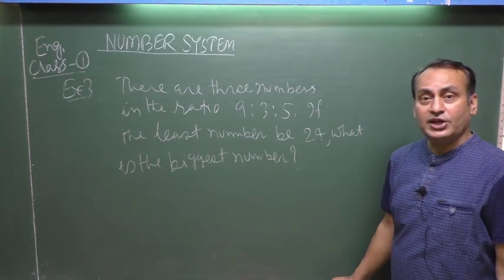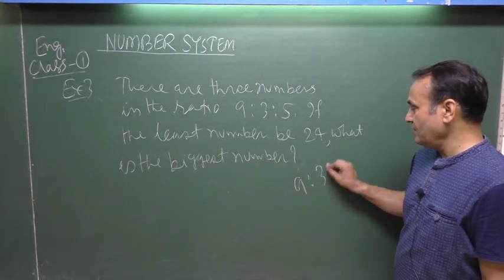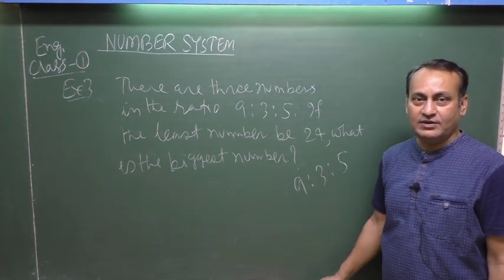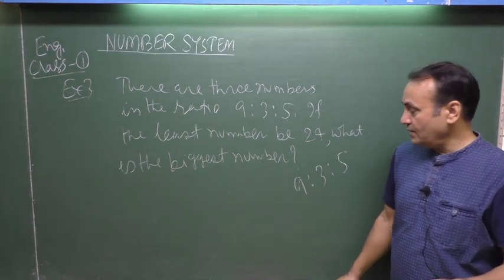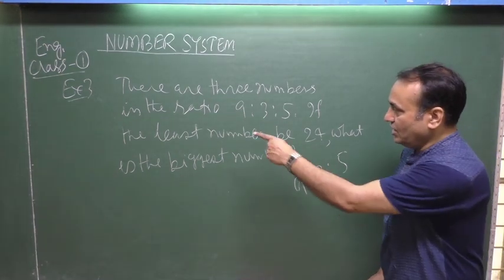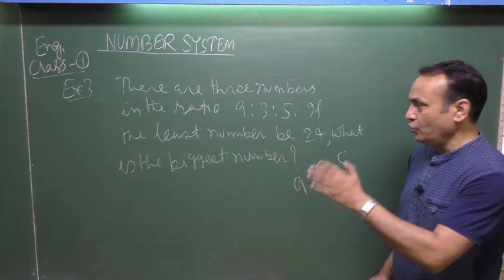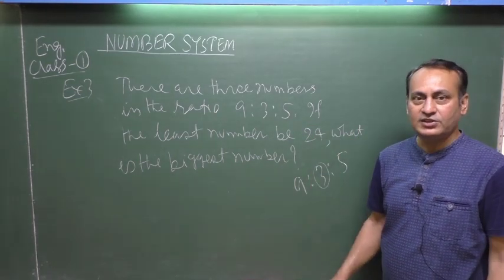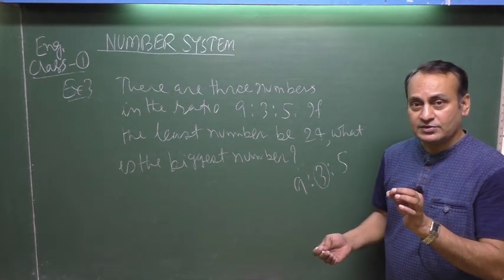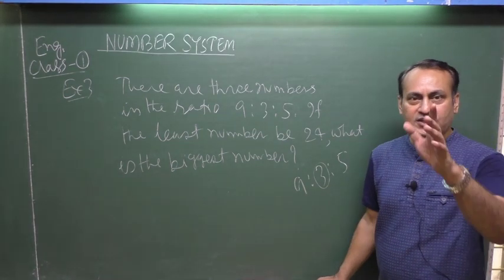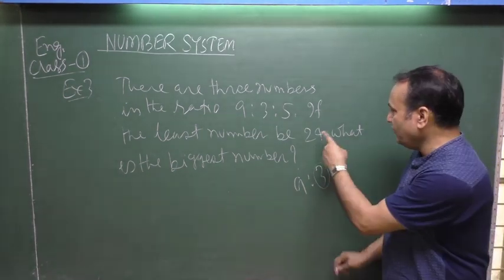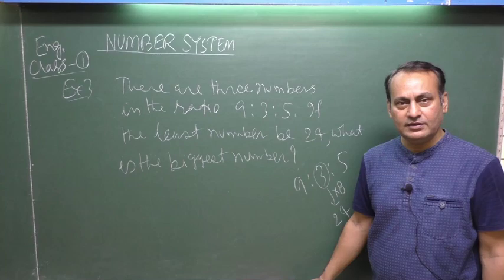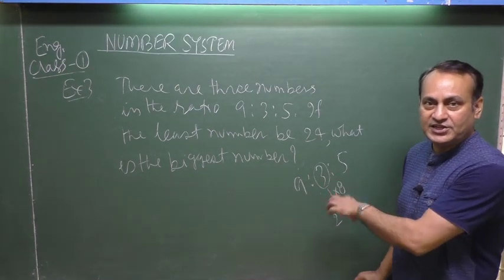There are 3 numbers in the ratio 9:3:5. That means if this one is 9, this one is 3, this one is 5, but this is not a fact. The fact is, the least number is 24. According to you, which one is the least unit here? See, tell me. This is the least number, this is the least unit here. That means, in this, 3 is the least number. In fact, 24 is the least number. How many folds are here? 8 fold. That means 3 8s are 24.